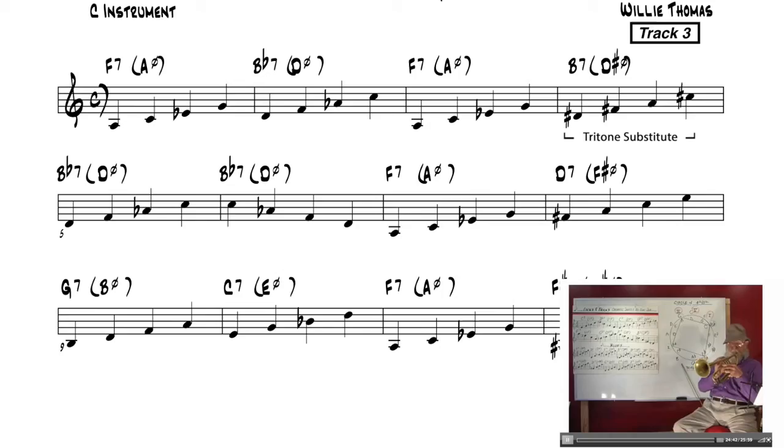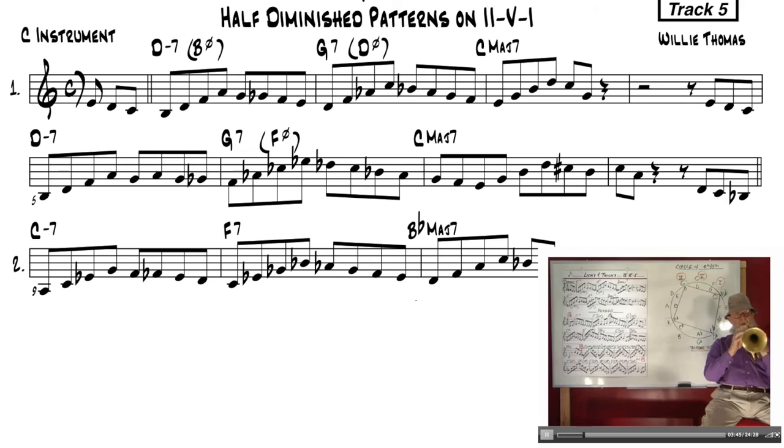In Lesson 2, the half-diminished chord tones form a variety of altered chord vocabulary on the diminished ladder. Perdido and three other jazz classics are embedded with the half-diminished chords and substitutes in the correct measure.